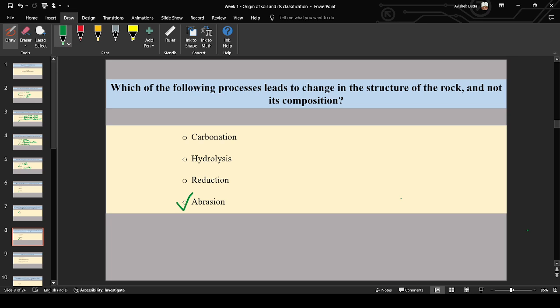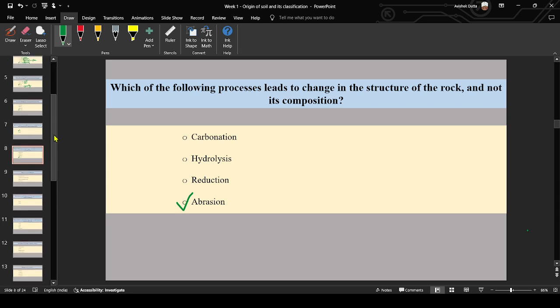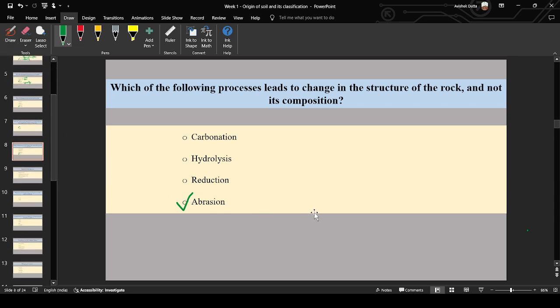Now, only change in structure can be caused by abrasion, which is just a physical process, scratching on the rock mass surfaces that might lead to change in its appearance. So the process which will lead to change in the rock structure without any change in the composition, the answer is abrasion. I'll go to the next question.